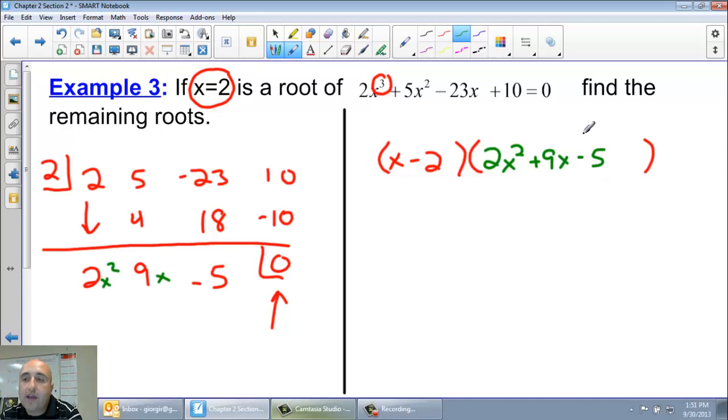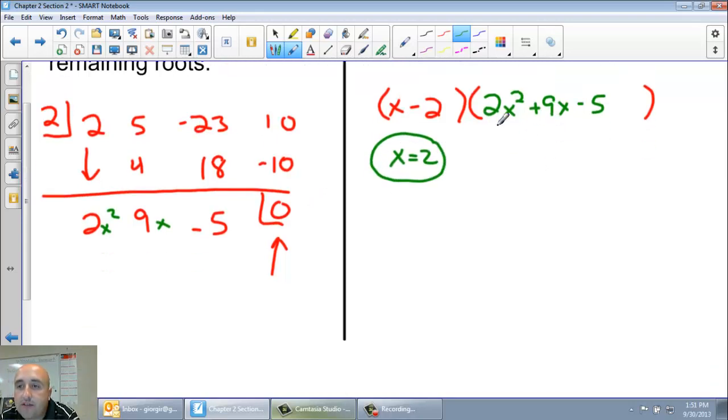Okay, so we have a couple choices here. We can factor this to find the other zeros, or we can use the quadratic formula. It does not matter which one you choose. It will give you your other factors. So this one is x equals 2. That's one of our roots. Now, let's use the quadratic formula to find the other ones.